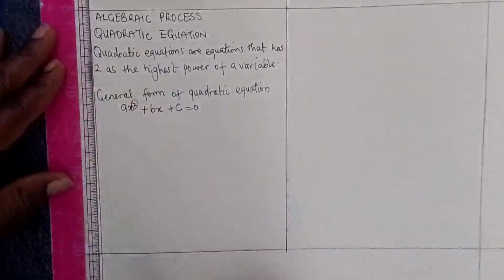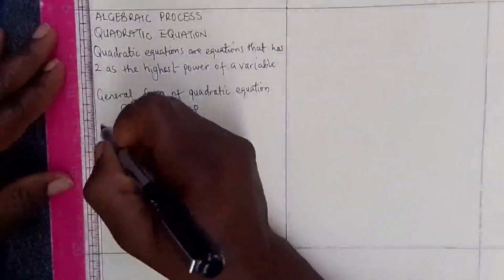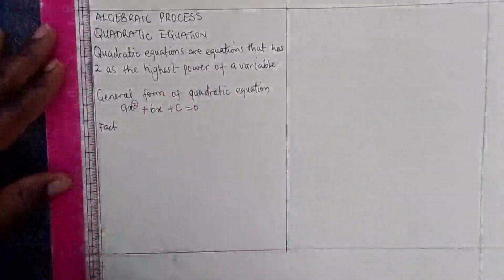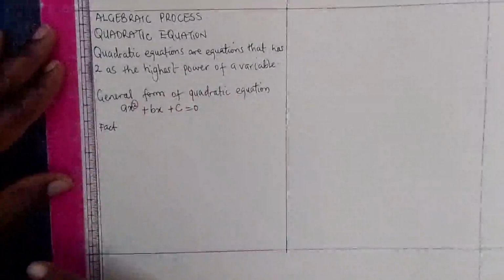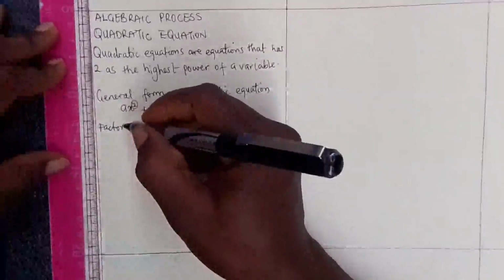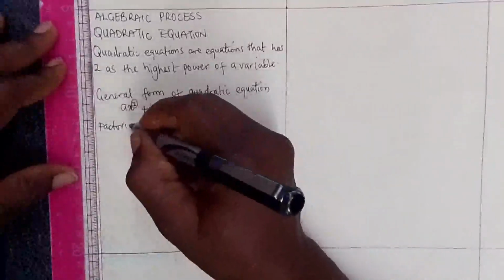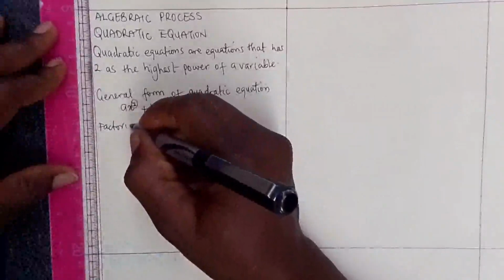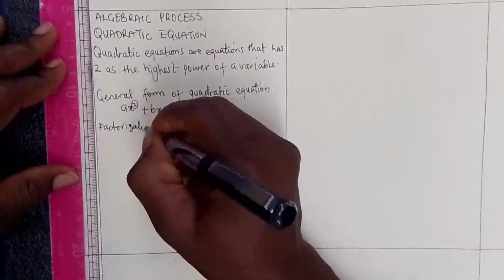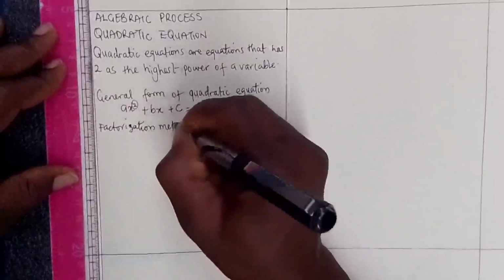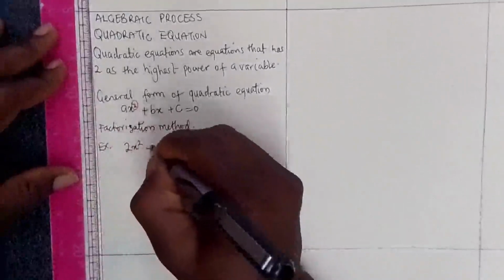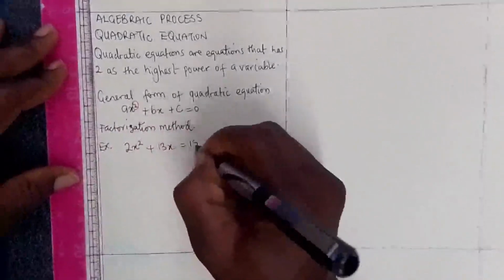Now, we have several ways of solving quadratic equations. We have the factorization method, the completing the square method, solving for perfect squares, and finally we also talk about using the quadratic formula. Today we will be focusing on the factorization method. In this lesson, we'll be considering the factorization method. Let's give an example such as this: 2x squared plus 13x is equal to 15.